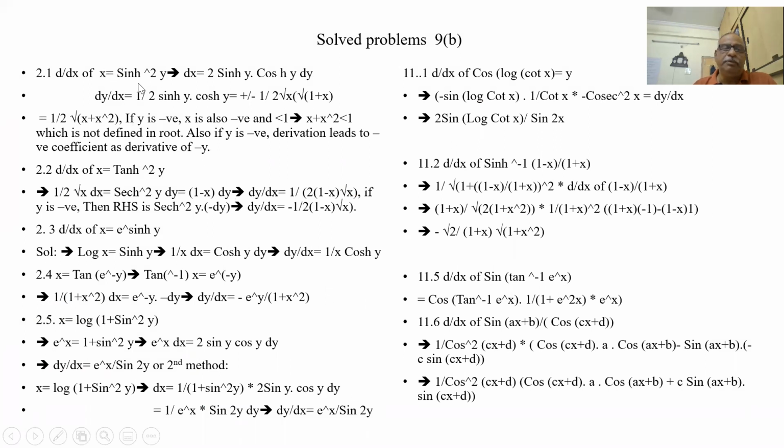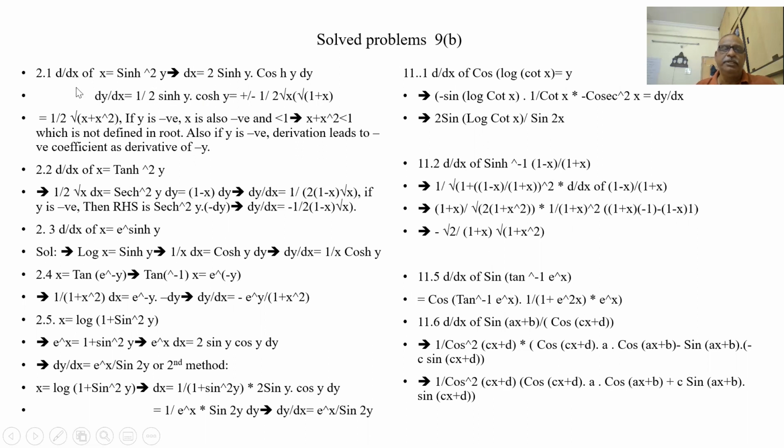Let us see hyperbolic. Sinh square y: the derivative is 2 sinh y times 1 by 2 sinh y is cosh y. Derivative of sinh y is cosh y. It is not sinh inverse. Sinh inverse, then 1 by will come. This is sinh inverse. 2 sinh y cosh y dy.